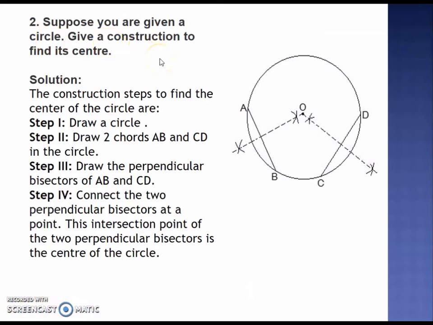So in the second question, you are given a circle and you have to give a construction to find its center. Suppose you are given a circle whose center is not known to you and you want to find the center of that circle, then how can you find it? The method is you will draw any two chords, AB and CD, of that circle, anywhere on the circle, and you will draw perpendicular bisectors of both the chords. Wherever these perpendicular bisectors meet each other, that is, when you extend them, they will intersect at a common point. That point will give you the center of the circle.